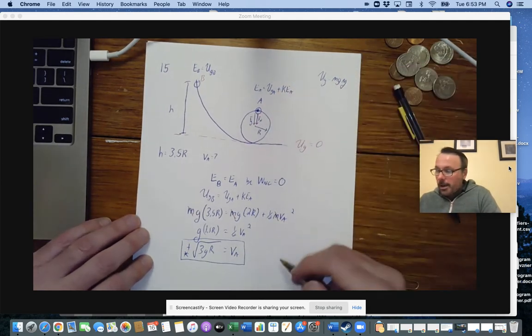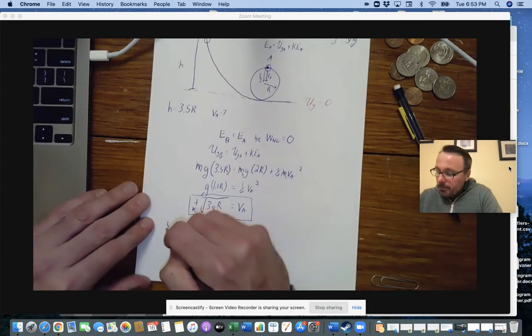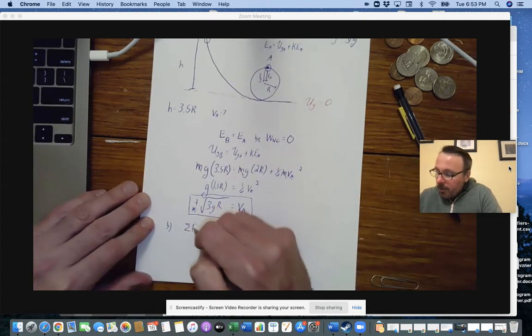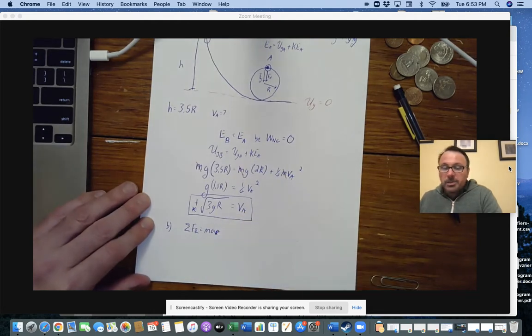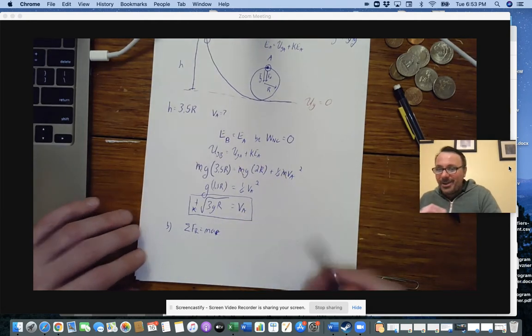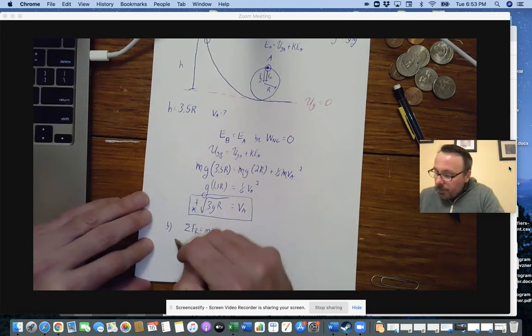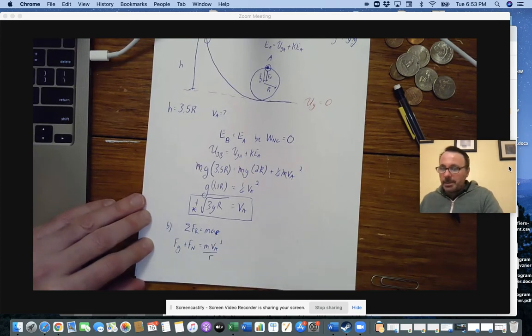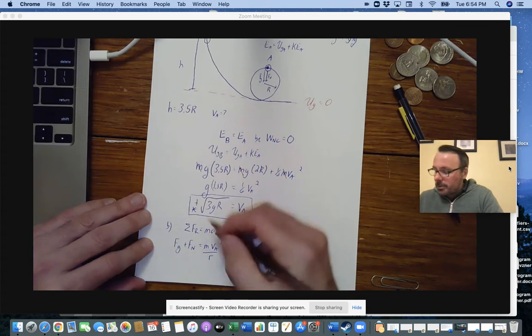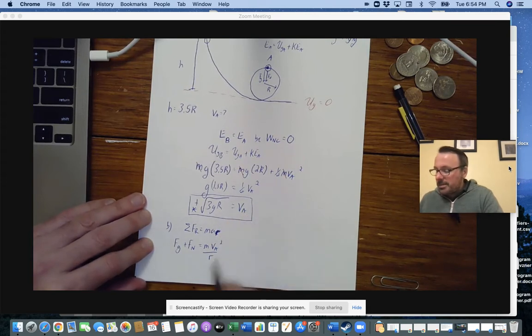And so I can then do part B. Sigma F_r is equal to m a_r. Got to remember that it's going around in a circle, so we want to use our radial ideas. Both forces point inward, so F_g plus F_n is equal to m v at A squared over r, right? Because that's what happens there, the radial acceleration is v squared over r.